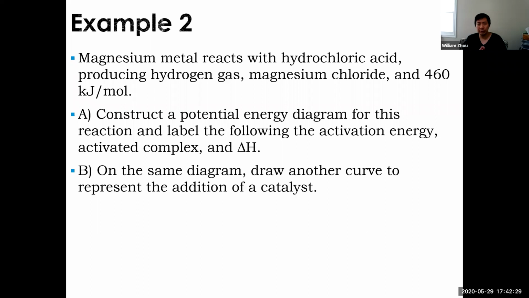In example 2, it says to draw a potential energy diagram. On the test, you're probably not going to be able to draw a diagram, but you still need to understand how to do this, because I'll be asking you questions about the potential energy diagram. So magnesium reacts with hydrochloric acid, producing hydrogen gas, magnesium chloride, and 460 kilojoules per mole of energy. Draw a potential energy diagram, label the activation energy, the activated complex, and delta H. On the same diagram, draw another curve to represent the addition of a catalyst.